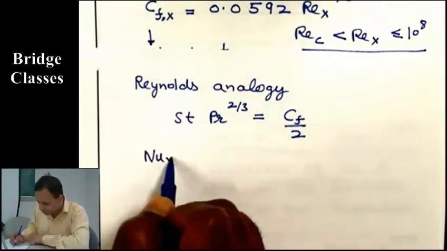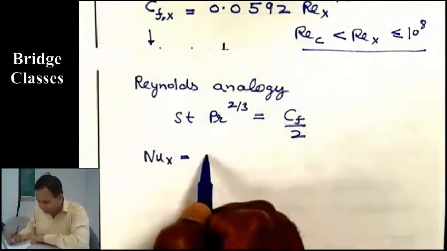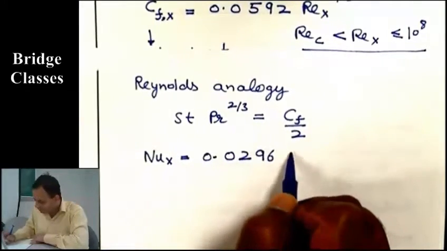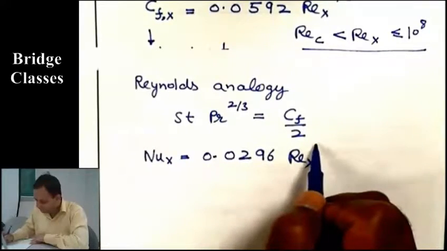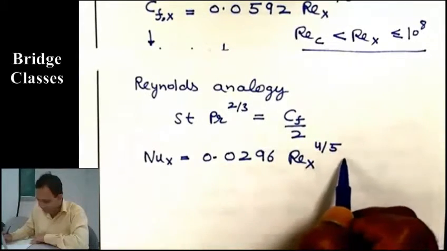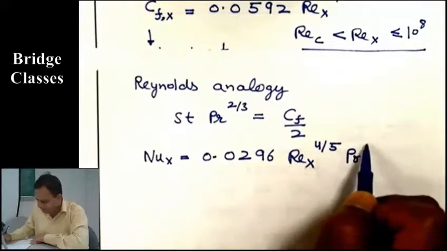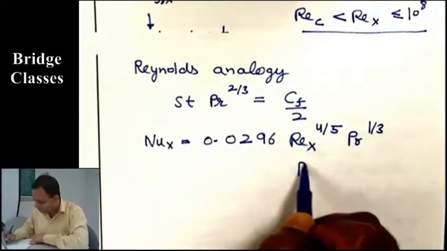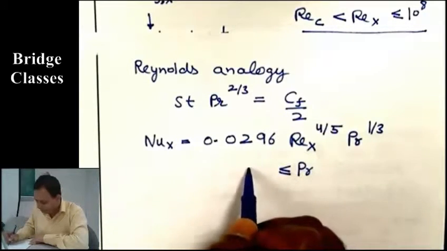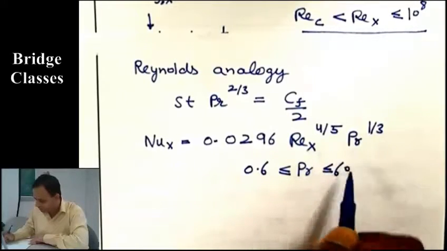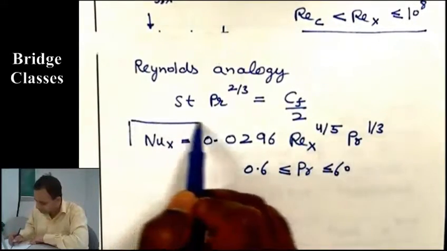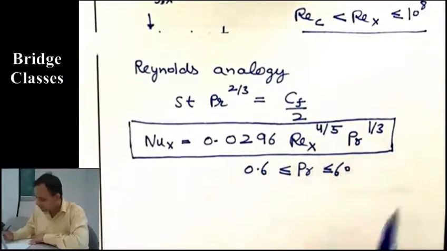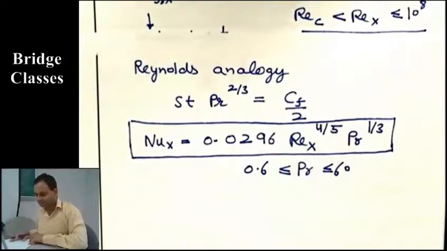That expression is this: local Nusselt number equals 0.0296 times Reynolds number to the 4/5 times Prandtl number 1/3. And this expression is valid for Prandtl number in the range of 0.6 to 60. So we get this expression for local Nusselt number in the region where the boundary layer is turbulent.